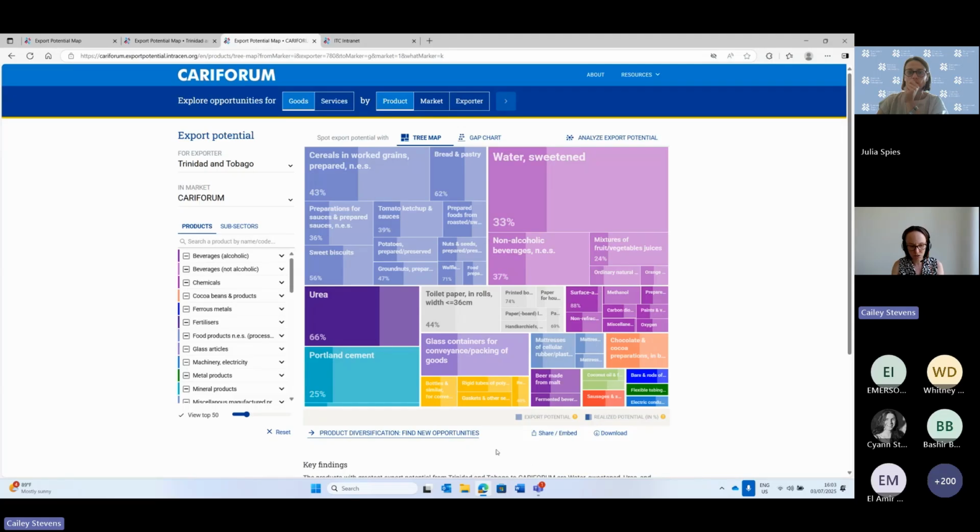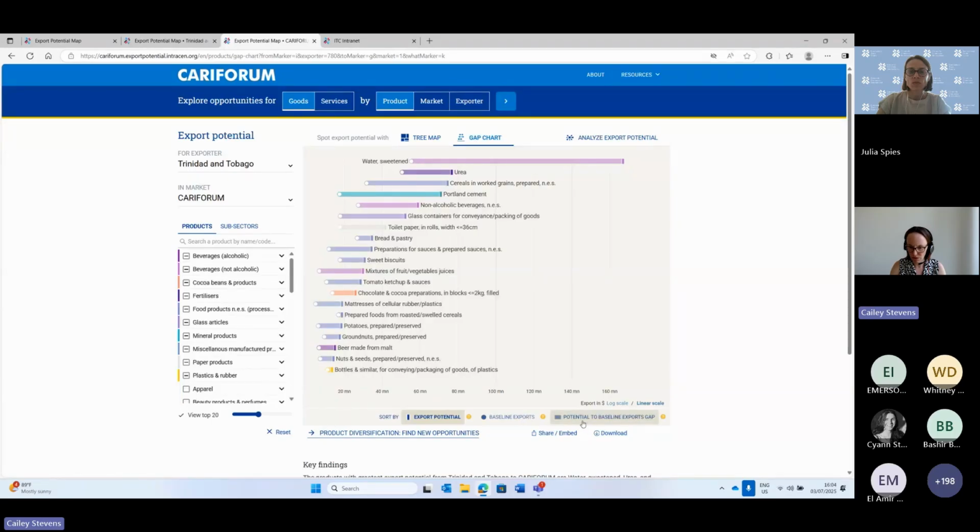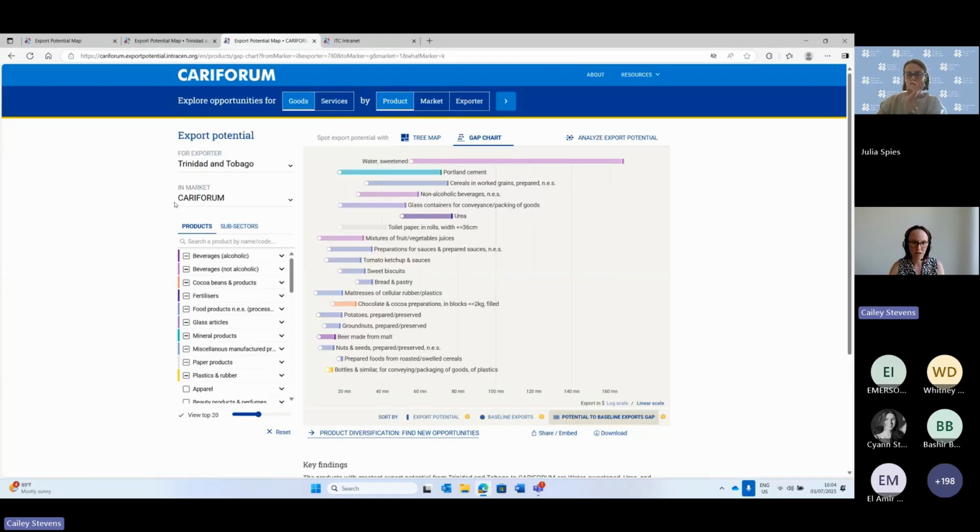Now, most of our custom versions are still using the old design of the export potential map. So that's why you're going to see a difference in the design between the generic version and these customized versions. If we select gap chart, then we select potential to baseline exports gap, that's where we're going to see the products that have the most unrealized potential for Trinidad and Tobago and CARIFORUM.